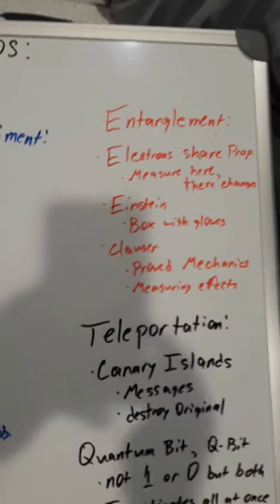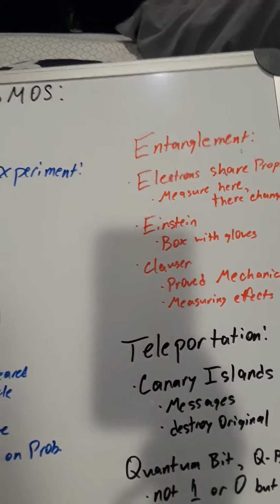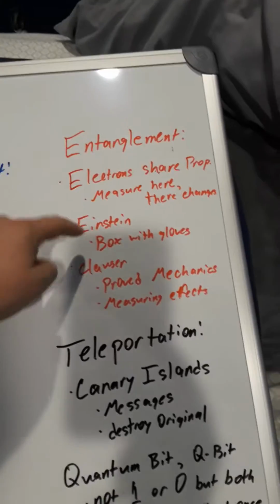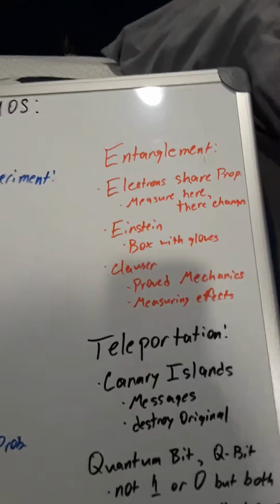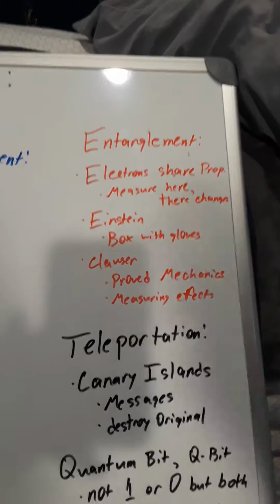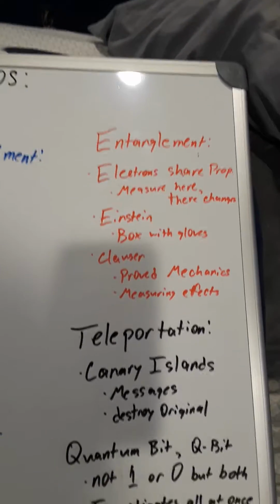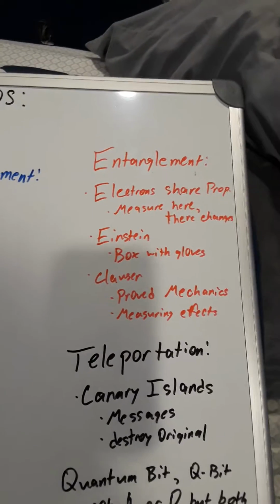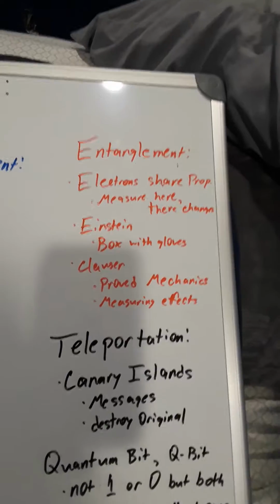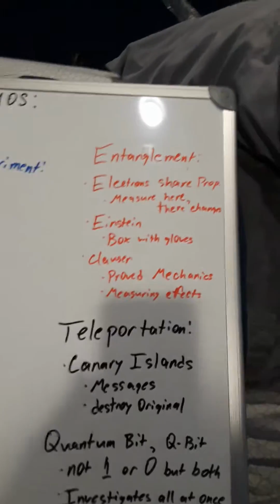Einstein said no, it's always the same whether you measure it or not. That's where the idea of the box with gloves in it came from. If you sent one box to the North Pole and one to the South Pole, when you opened it, one would have a right-handed glove and one the left. The gloves were always there. It wasn't until you opened it that you knew which glove was there, but the glove didn't change, is what Einstein said.